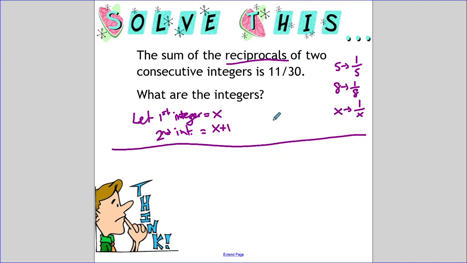Alright, so we have our given information above. We've got two consecutive integers, and they're talking about the sum of the reciprocals. Remember, sum just means addition, and it's saying that these two reciprocals added together total 11 over 30. So we have 1 over x plus 1 over x plus 1 equals 11 over 30. Then I need to solve for x. Right away, I can see that x can't be 0, and x also can't be -1.